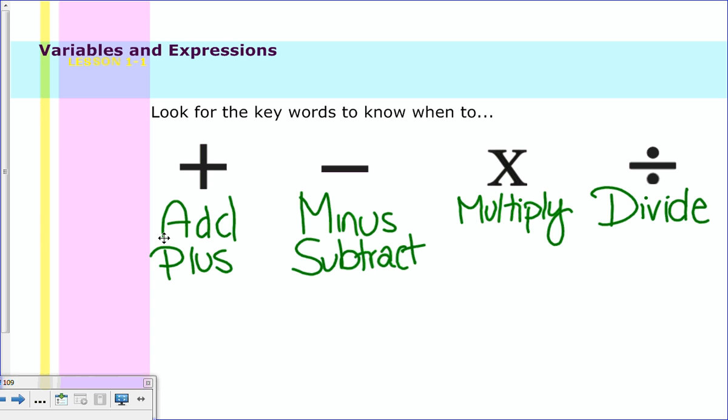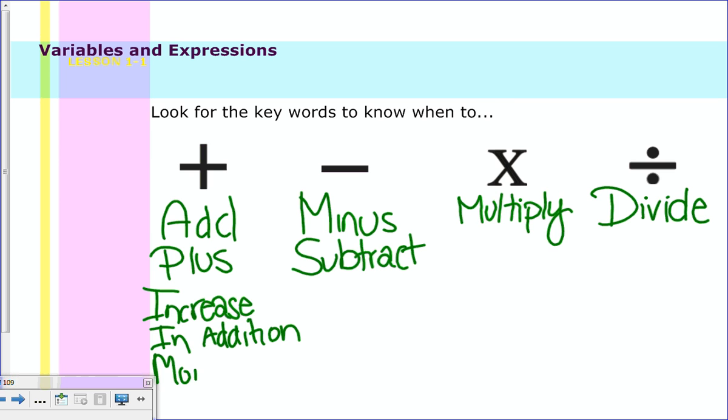All right, so something else you might see is increased by. There's an increase or an increased by. Something else you might see, in addition. You might see more than, and so on. And again, you might have a few more, but I'm just going to try to keep going here. For subtracting, you could see minus, subtract, the difference between some numbers.